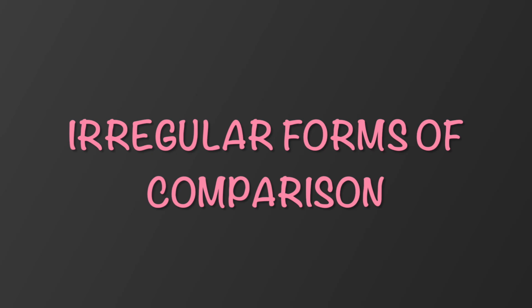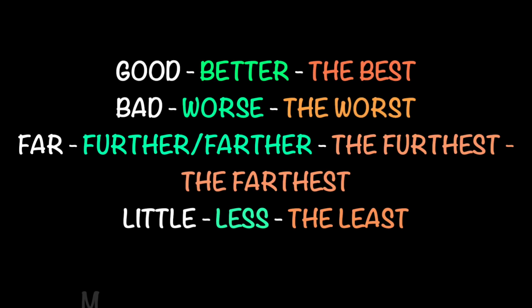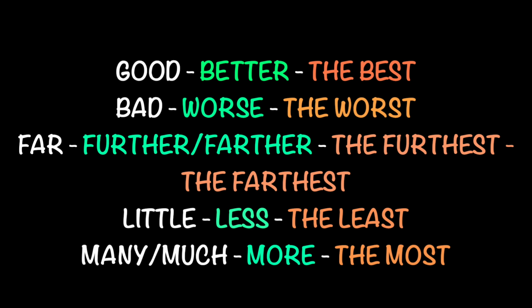Some adjectives are formed differently. Some forms of comparison are formed differently. And here we need to remember 5 very important adjectives and their forms. The first one, good, comparative form, better, and superlative form, the best.